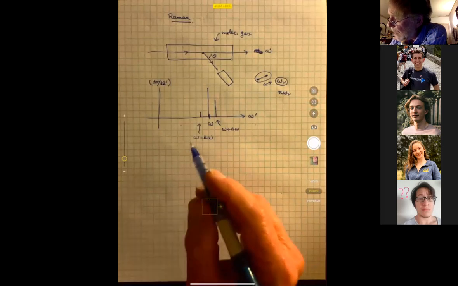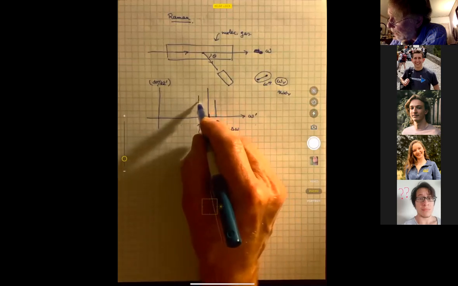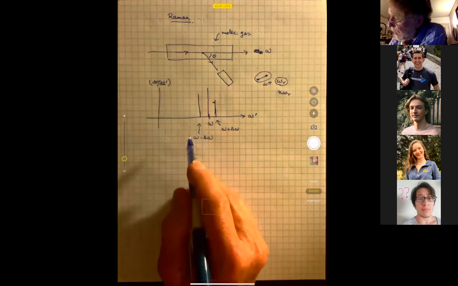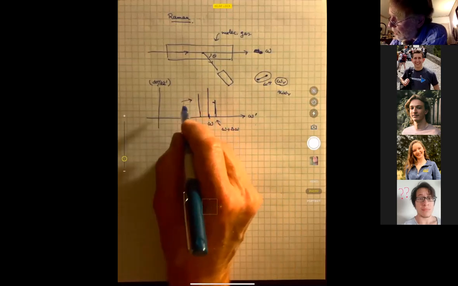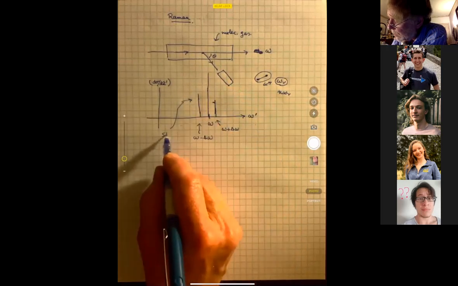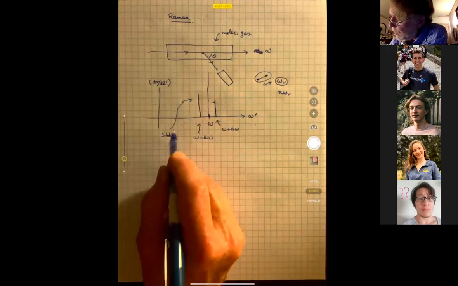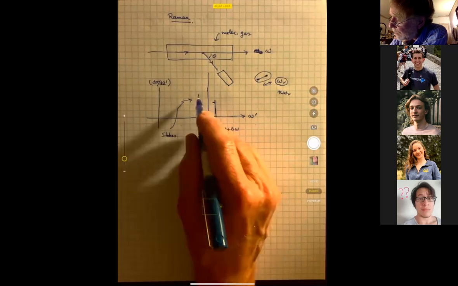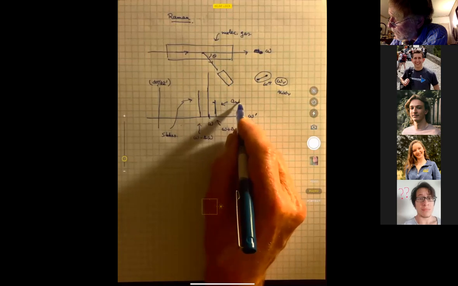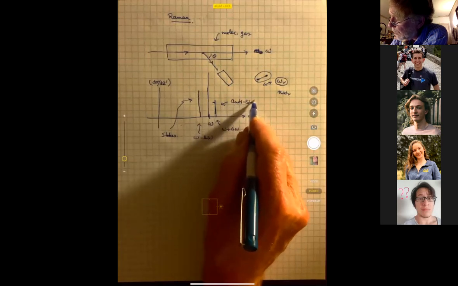And I think I've got this backwards now. This should be higher and this should be lower. This sideband is higher and this is lower. Yes, these are called Stokes lines. Here, there's a central one. The Stokes line is the line which is lower than the central frequency, the elastic scattering frequency, and the other one above it is called an anti-Stokes line. That's the terminology people use for this.